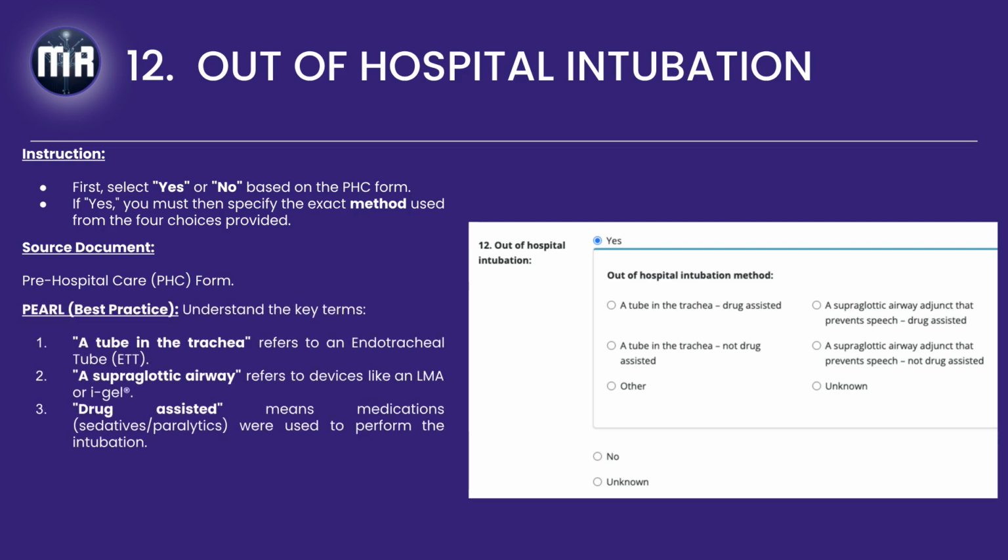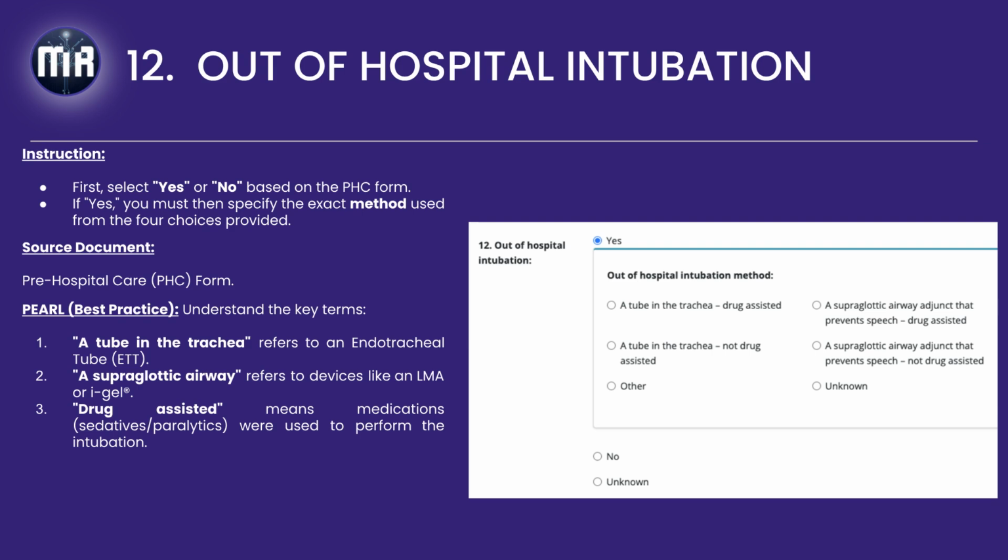Let's break these down, as the terminology is very specific. The first distinction is between a tube in the trachea and a supraglottic airway. A tube in the trachea refers specifically to an endotracheal tube, or ETT, which is considered the definitive standard for securing an airway. A supraglottic airway, on the other hand, refers to devices like an LMA or an iGel, which sit above the vocal cords.